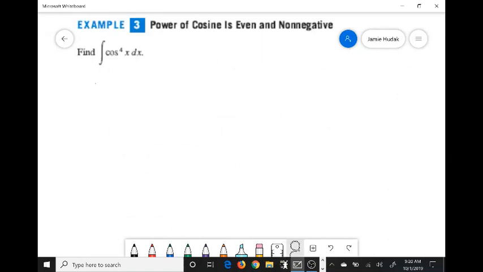Okay, so this is example 3, and in example 3 we have cosine to the 4th power. Now this is one of the rules I said that I would use from the guidelines, where if cosine is an even power by itself, or sine is an even power by itself, we're going to use the power reducing formula. Or if you have both sine and cosine that are both even powers, we will use the power reducing formula. So the power reducing formula for cosine says that cosine squared of x is equal to 1 plus cosine of 2x all over 2.